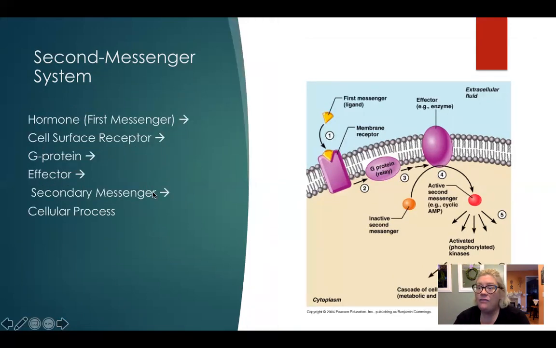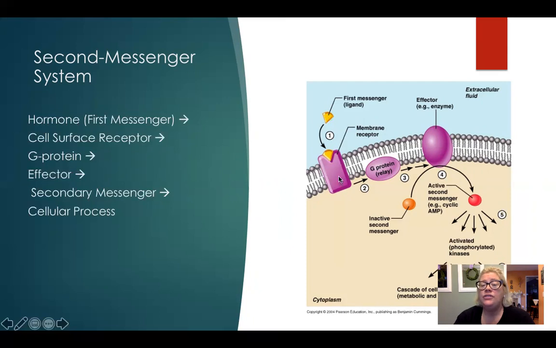All right, so here we have the players, all of them in the order of the sequence. So we're going to have our hormone work first, our first messenger, then our cell surface receptor, then our G protein, then our effector, then our secondary messenger, and then we're going to have some sort of cellular process change. Okay, so let's work through here. Our first player is our hormone. Our hormone is going to bind to our cell surface receptor.